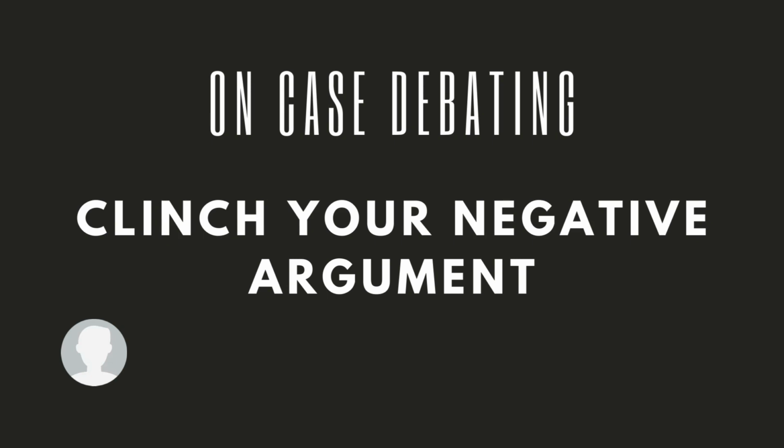After you refute the argument, you have to clinch your negative argument. Now, clinching the argument is done many ways. In policy debate, clinching the argument is oftentimes just referring back to what the initial claim was by your opponent, what your initial argument was to provide the refutation. And this is not repeating it, right?